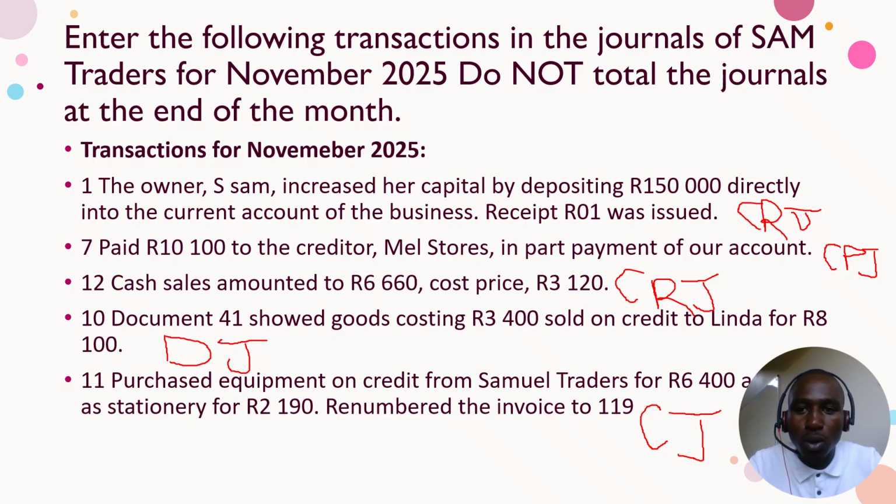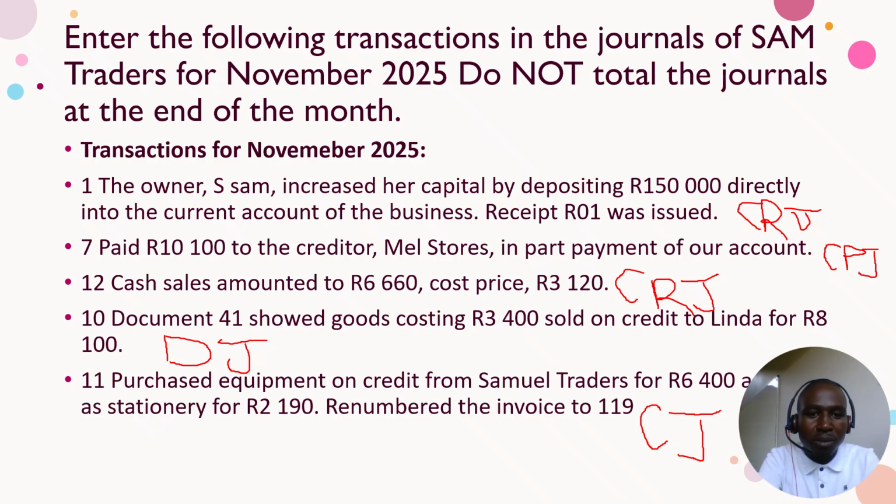Now I want us to look at the CRJ, because we said the first and the third transactions we record in the CRJ. I want us to look at how we can record the first and the third transactions in the CRJ. Firstly, what are the accounts that are affected? When the owner deposits money, it means money is coming inside the bank account. What is it for? It is for capital. So we have two accounts that are affected: bank and capital.